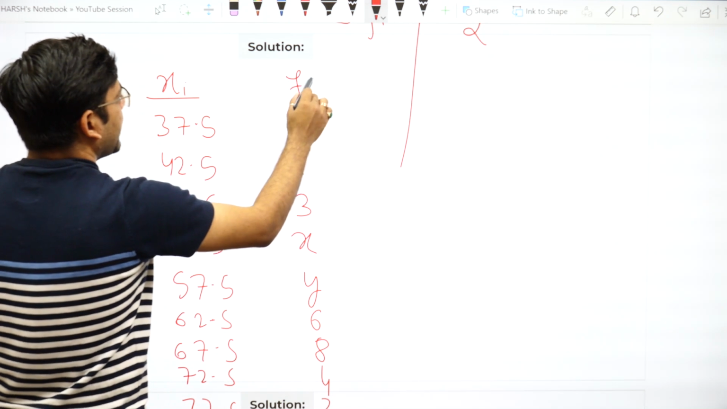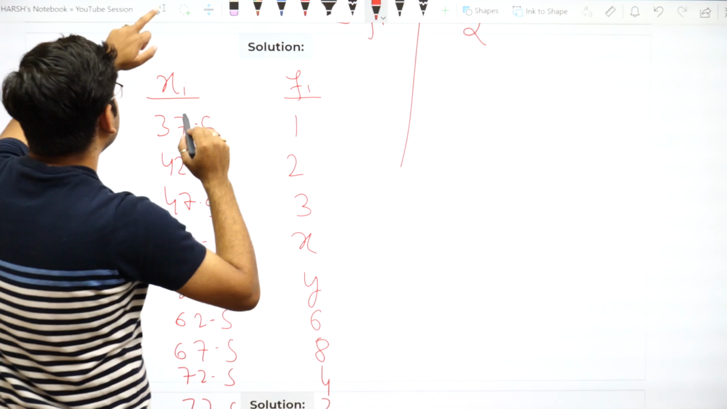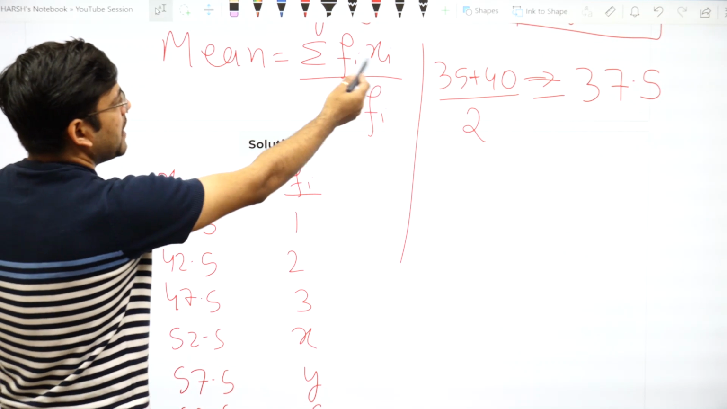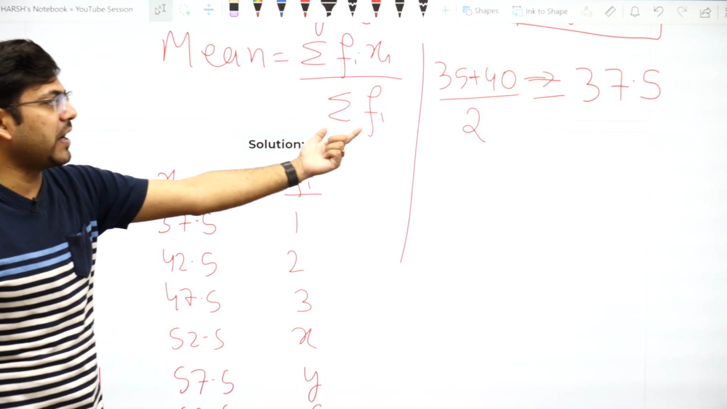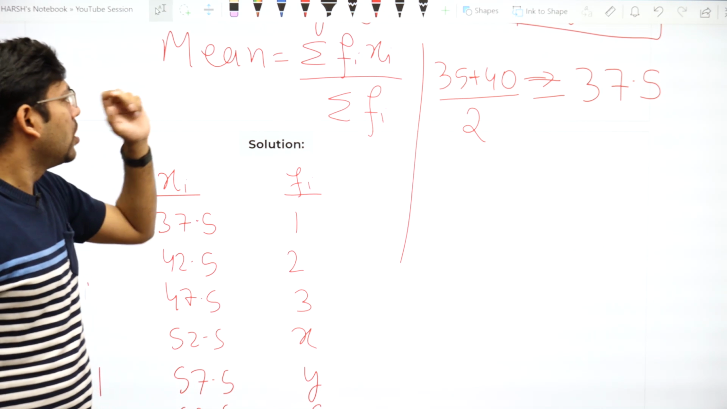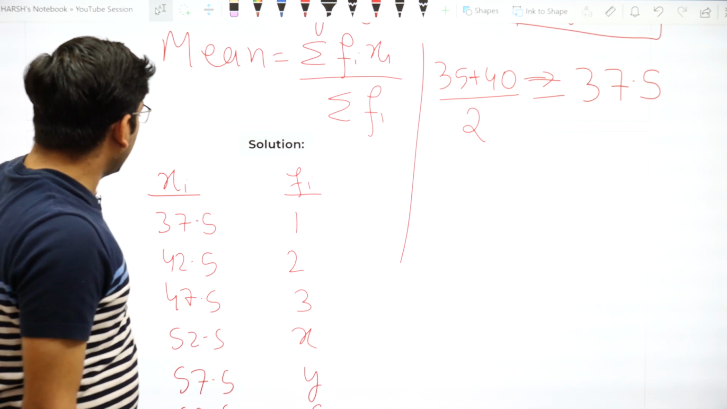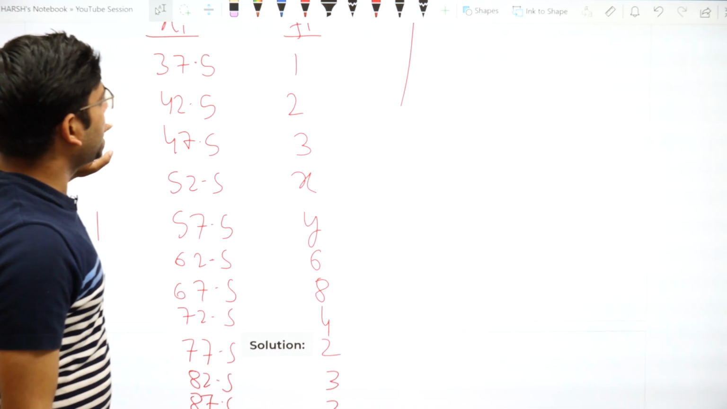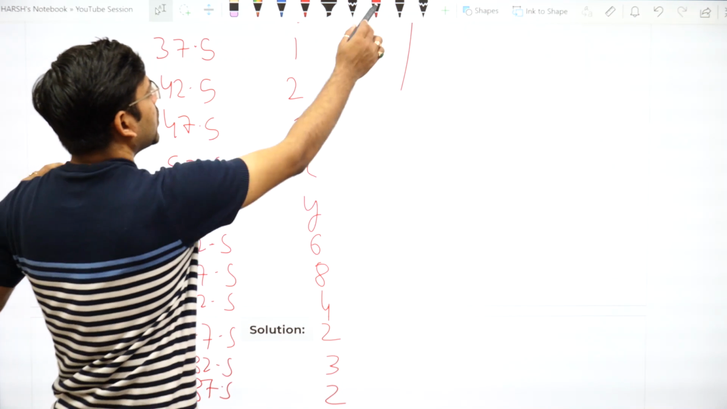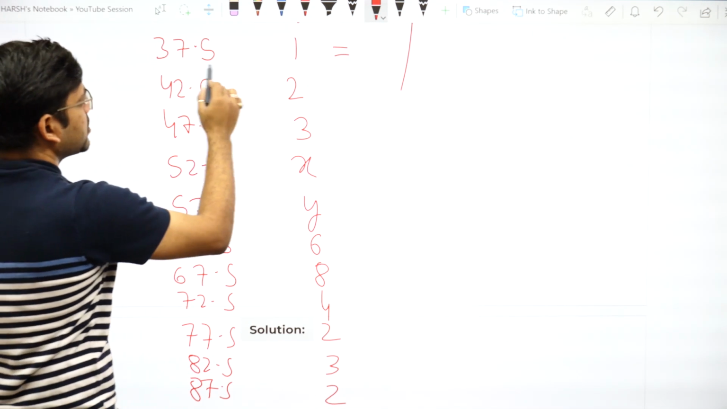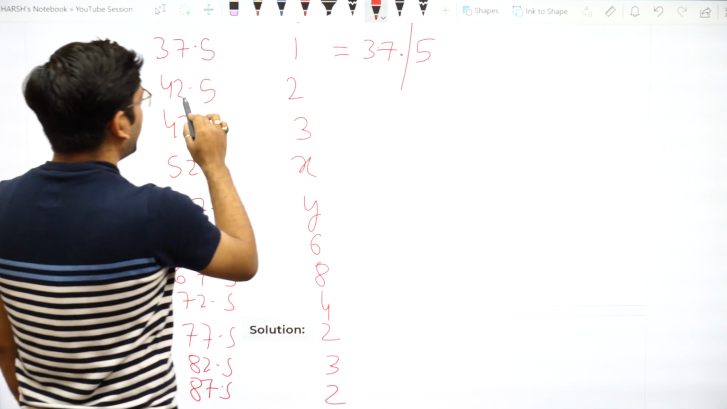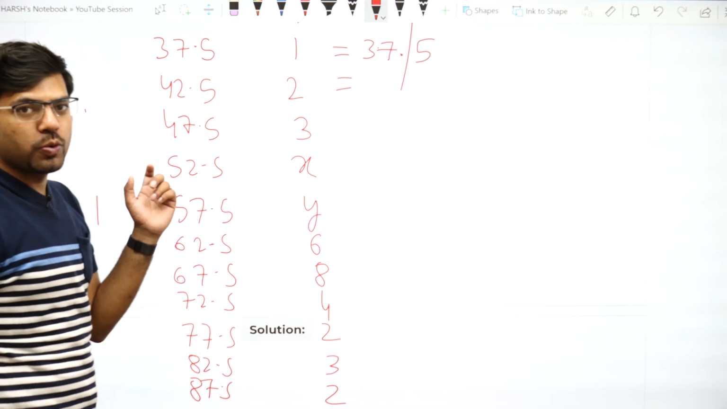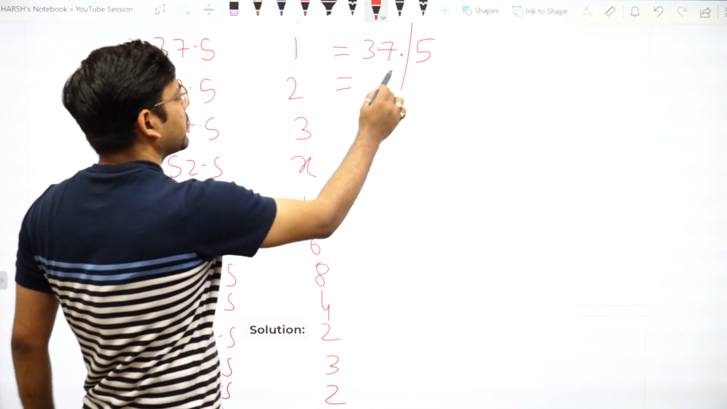Now the formula says multiply both of them and add all of them, divided by summation fi. So we will multiply both of them and then add them. I'm multiplying 37.5 into 1, that is 37.5. Then 42.5 into 2 is nothing but 85.